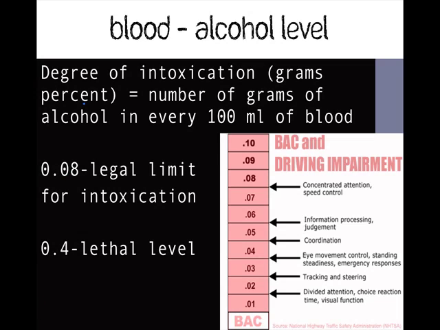When we talk about blood alcohol level, we're talking about the degree of intoxication, which is measured in grams percent. This is equal to the number of grams of alcohol in every 100 mL of blood. The legal limit for intoxication is 0.08, and 0.4 is typically the lethal level.